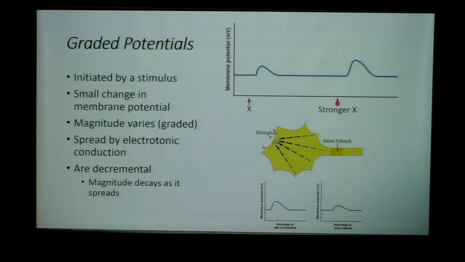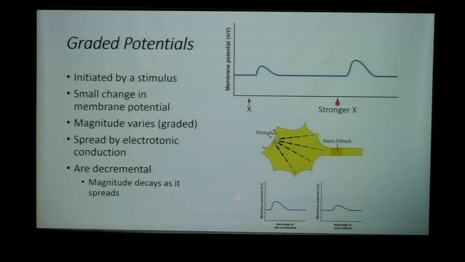And this is what we mean by decremental. These graded potentials are not sustained in the way an action potential is, because we lose that intensity as it moves further away from the soma. Think about water running in a hose, right? If the hose were intact, all of that water will get to its destination. If there were holes in the hose, we would eventually lose water pressure because that's escaping. And that's a similar scenario with graded potentials as they move down the axon.